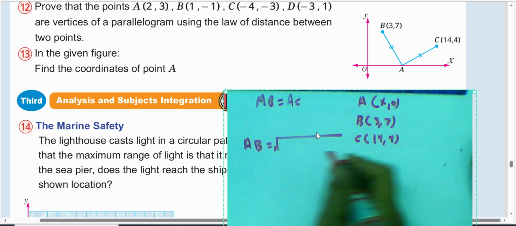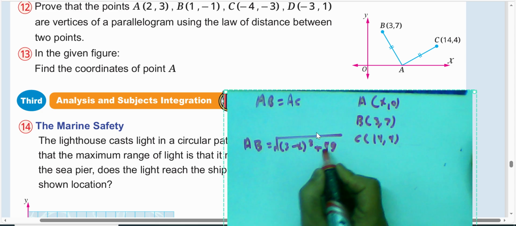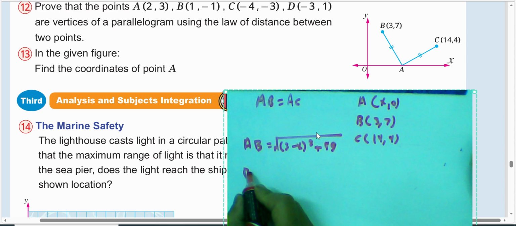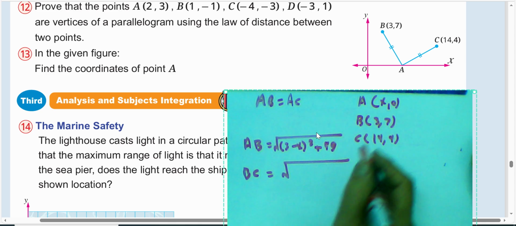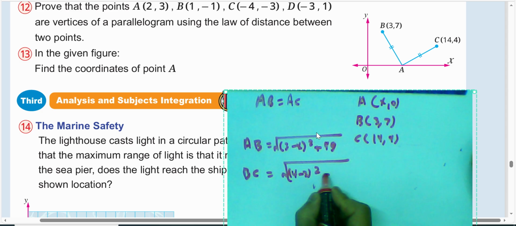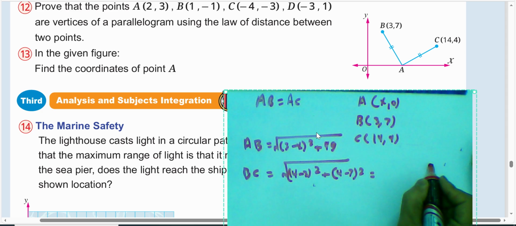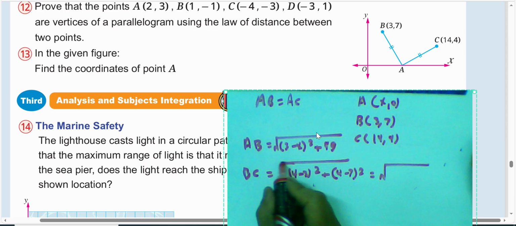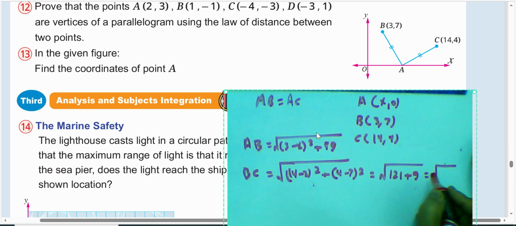AB is 3 minus x power 2 and 7 minus 0 power 2 will be 49. And what about BC? B and C here, 14 minus 3 power 2 and 4 minus 7 power 2. 14 minus 3, 11 power 2, 121. 4 minus 7, negative 3 power 2 is 9. 121 plus 9, it will be 130.